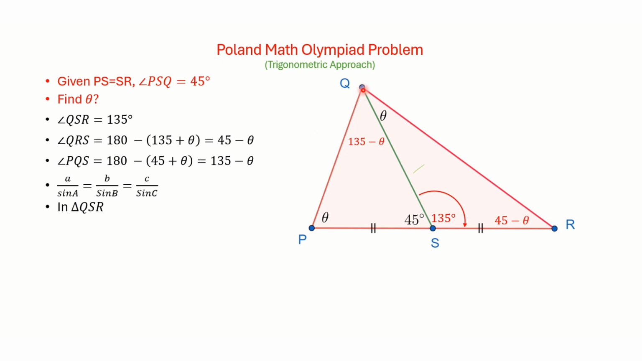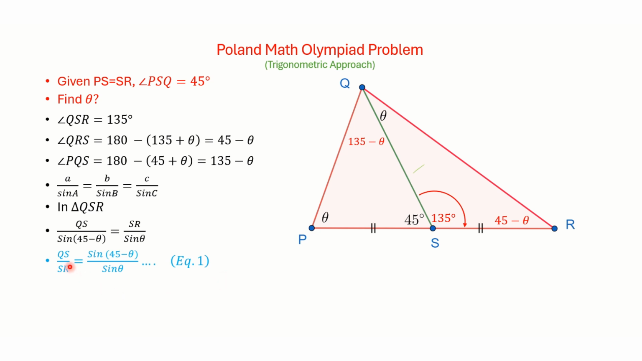So, if I see triangle QSR, I can apply the sine rule. So, I can write QS, that is this length, divided by the sine of the opposite angle, that is sine of 45 minus theta. This is equal to SR divided by the sine of the opposite angle, that is sine theta. Now, we can cross multiply. So, this becomes QS by SR equals sine of 45 minus theta by sine theta. So, this is equation 1.